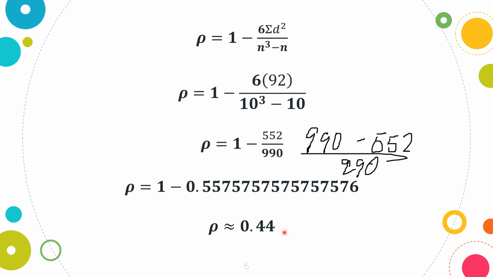Okay, mababa lang yung nakuha natin, 0.44. Okay. So, that is how we use the formula for Spearman. Medyo mas madali lang siya ng onte, unlike sa Pearson. Next example.